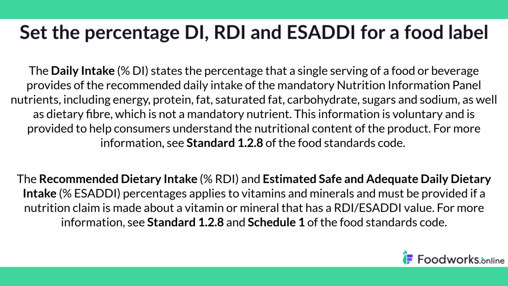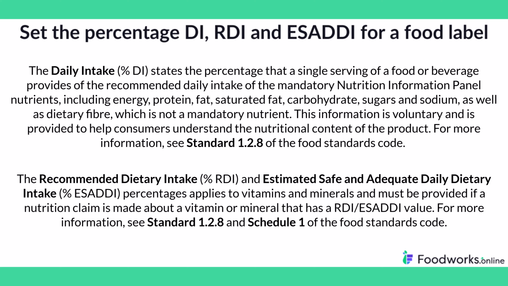To display any of these percentages for nutrients on your labels, you first need to enable the nutrients in your workspace settings and ensure a value exists in the Recipes Overrides tab. In my workspace, I have a recipe that includes values for all of the mandatory nutrients and some non-mandatory nutrients with recommended dietary intake or estimated safe and adequate daily dietary intake values. On the screen, you can see the nutrients with a daily intake value, which is available for each mandatory label nutrient as well as dietary fiber.